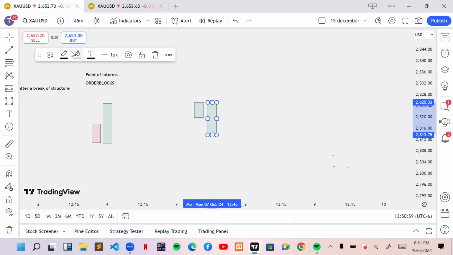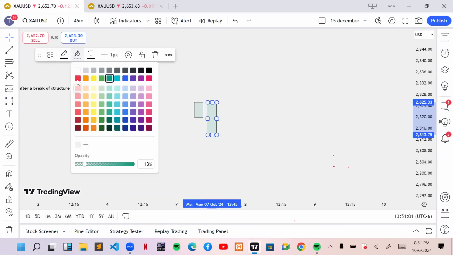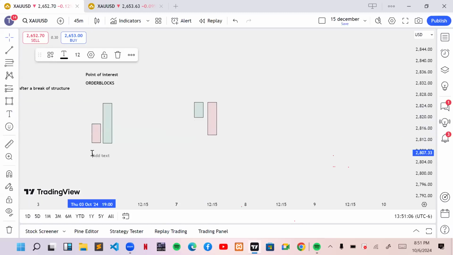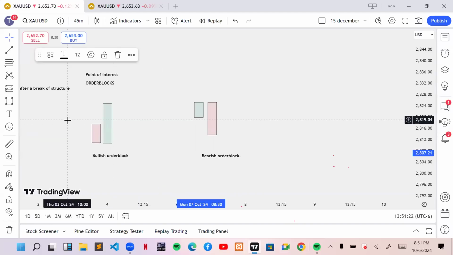So this would look something like this. This is a bullish order block right here, and this is a bearish order block right here. So use this bullish order block when you're looking for buys. You use this bearish order block when you're looking for sells.